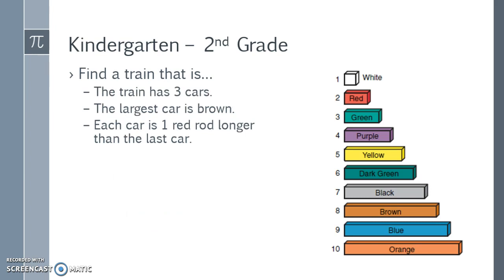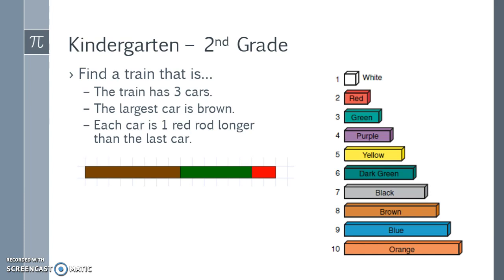Let's try another one. Let's find a train that has 3 cars. The largest car is brown. Each car is 1 red rod longer than the last car. I know that the largest car is brown, so I first started with a brown rod. Then, I knew that each car is 1 red longer than the last car.